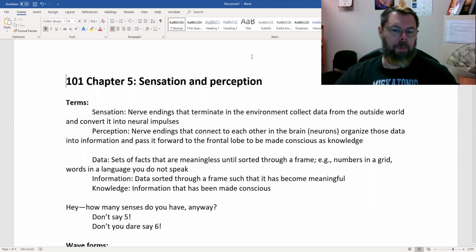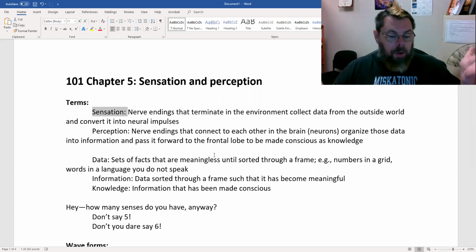We're doing chapter 5. We're getting into sensation and perception. So let's have a quick vocab lesson as we dive into this. A couple of terms for you. Sensation and perception are different things. In the vernacular, just like we're speaking English to each other on the street corner, maybe they're not different.